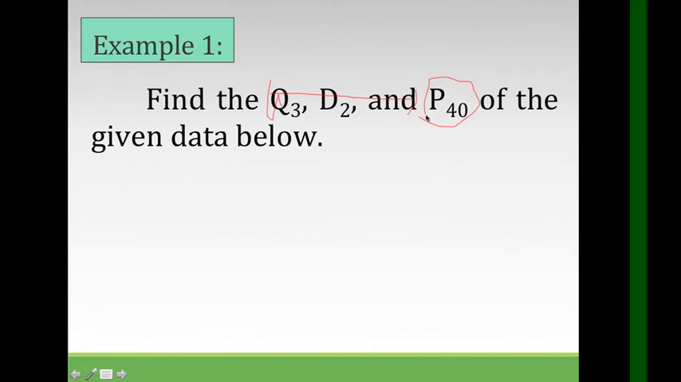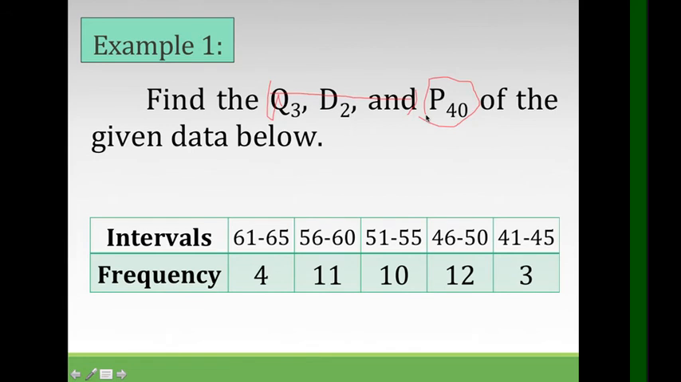So we have the following data. For the interval, we have 61 to 65, 56 to 60, 51 to 55, 46 to 50, and 41 to 45. For the frequency, we have 4, 11, 10, 12, and 3.